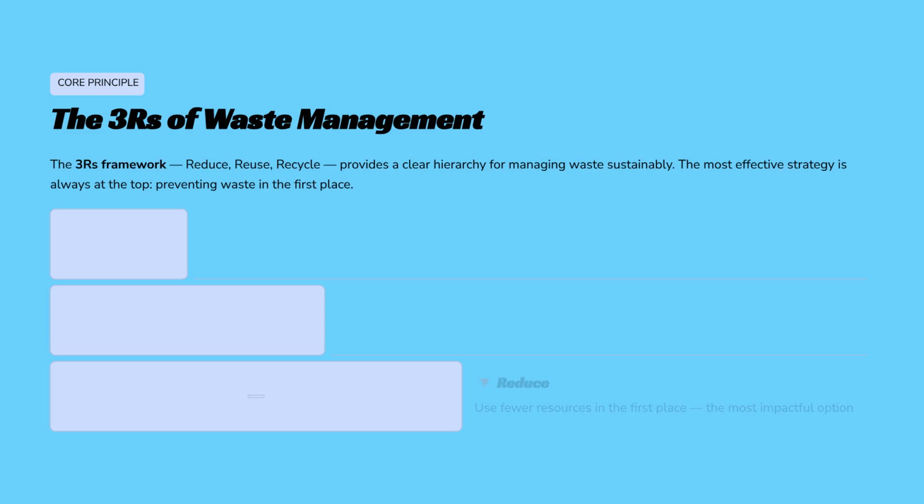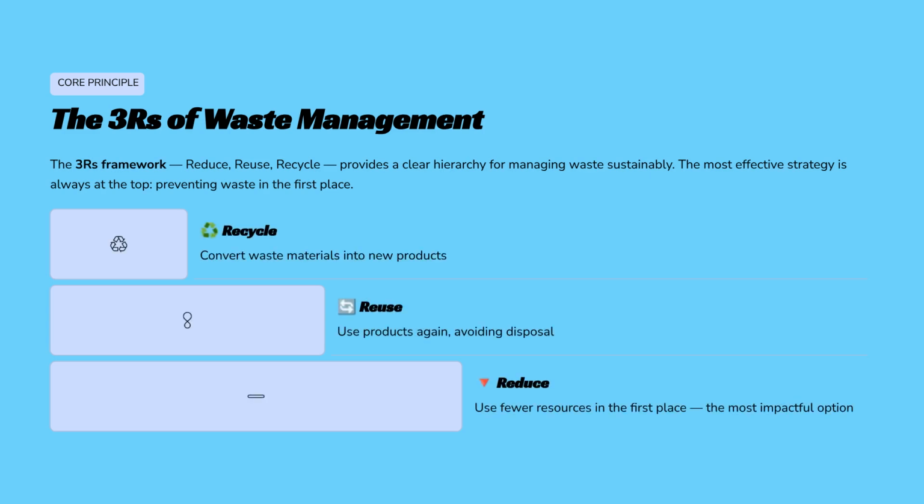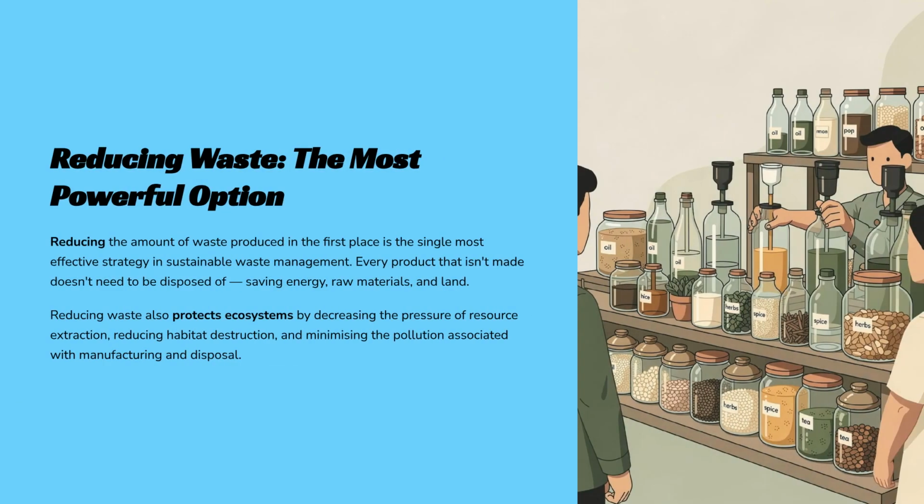The 3 Rs framework, reduce, reuse, and recycle, is the backbone of sustainable waste management. Prioritizing these actions helps us prevent waste, conserve energy, and protect our natural environment. Reducing is the most powerful option. By preventing waste before it's created, we save energy, raw materials, and land, while directly protecting ecosystems from the pollution associated with manufacturing and disposal.